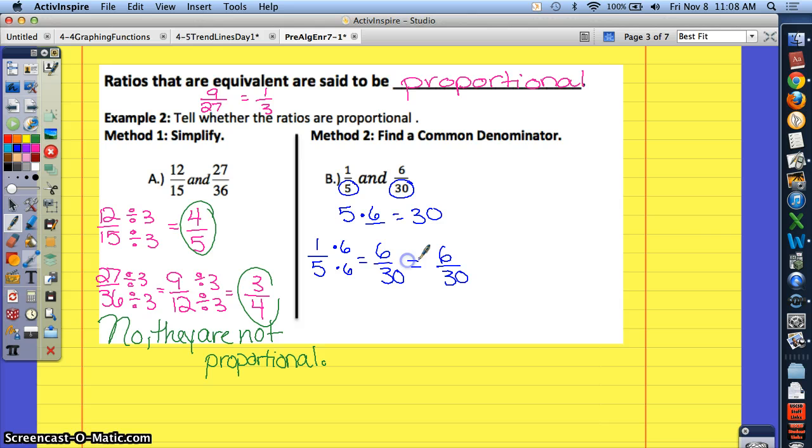Are these ratios equal then? Yes. 1/5 is equal to 6/30. So yes, these two are proportional.